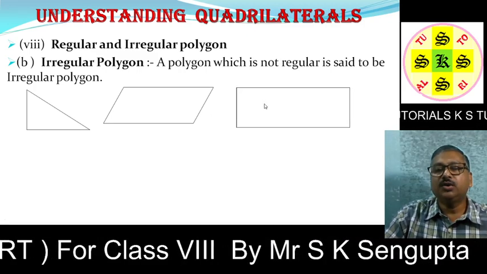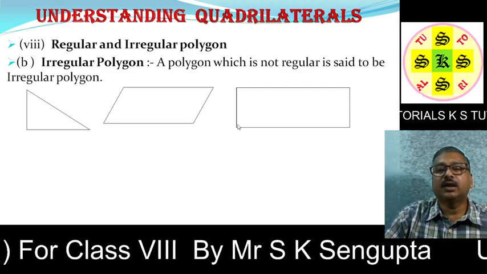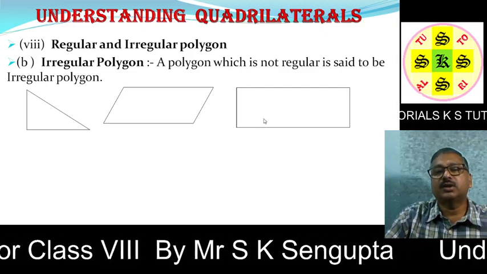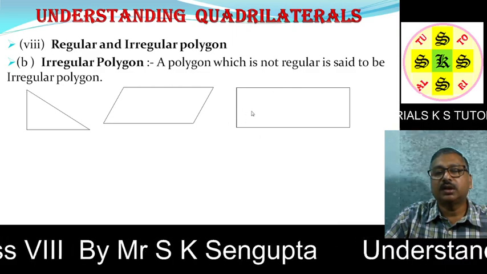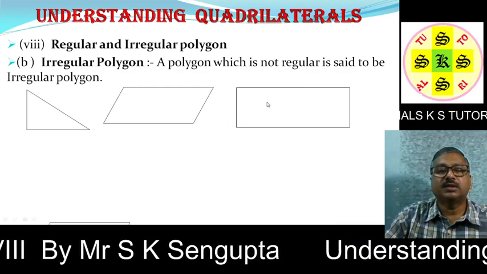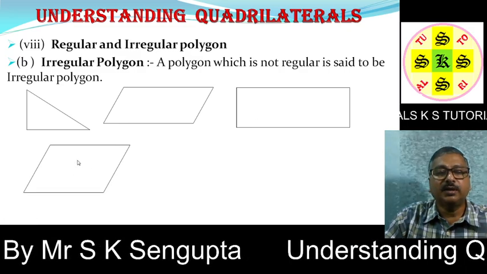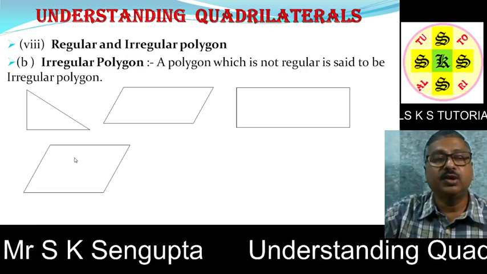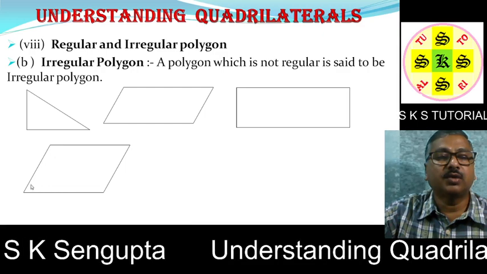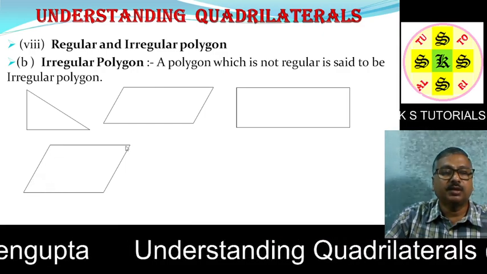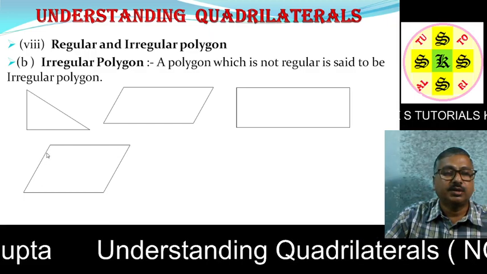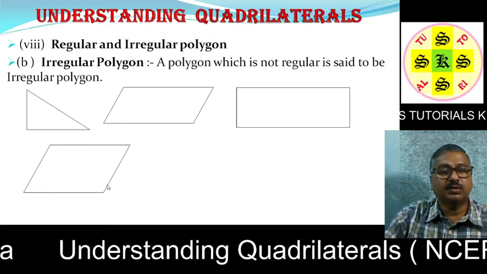Here one condition is satisfied, equiangular, all angles 90 degrees, but all sides are not equal. Opposite sides are equal, this side equal to this side, but all the sides are not equal. Now this is a rhombus. Here one condition is satisfied, equilateral, all sides are equal but all angles are not equal. There are two types of angle, this angle equal to this angle, same measurement. Similarly this angle and this angle also have the same measurement.